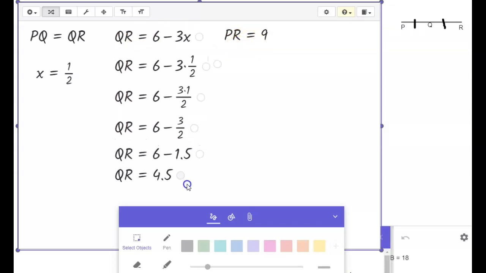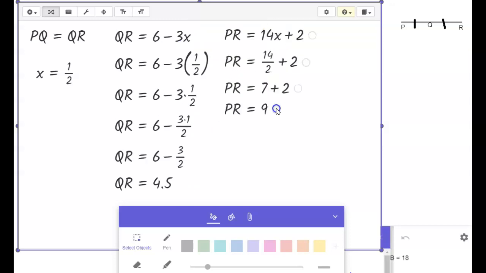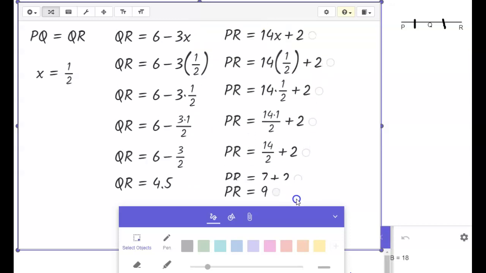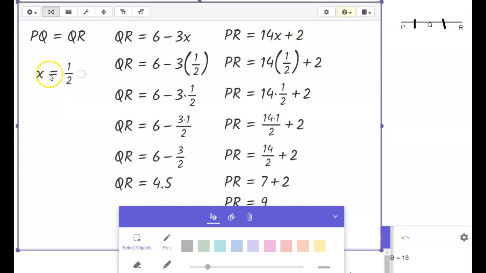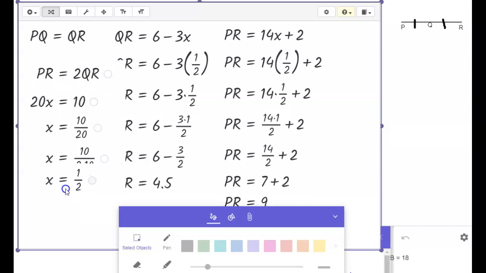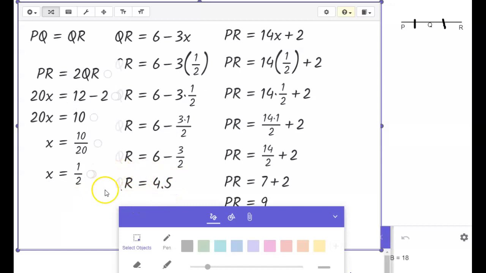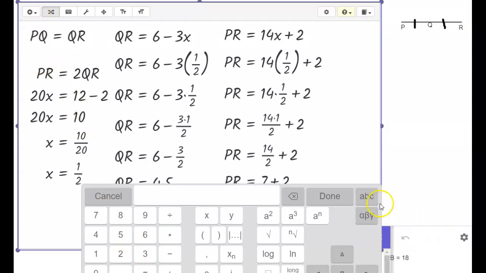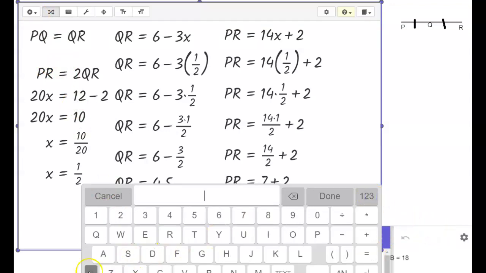And look at all that work we did. Bring it all the way down and find all that beautiful work that Graspable did for us. And we come up with QR equal 4.5, PR is 9, and we also know that PQ is 4.5. So we could enter that because that's what they're asking us to find. Ooh, thank God for Graspable, huh?